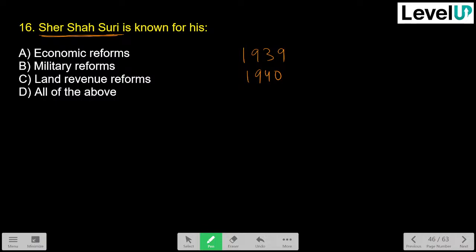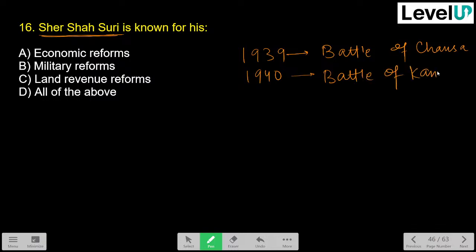The first battle was in 1539. That is the Battle of Chausa. Shershah Suri defeated Humayun in this battle. Again in the next year, he defeated Humayun in the Battle of Kannauj, also known as the Battle of Bilgram. These things are very important, so please try to remember them. Famously, it is known as the Battle of Bilgram, right?